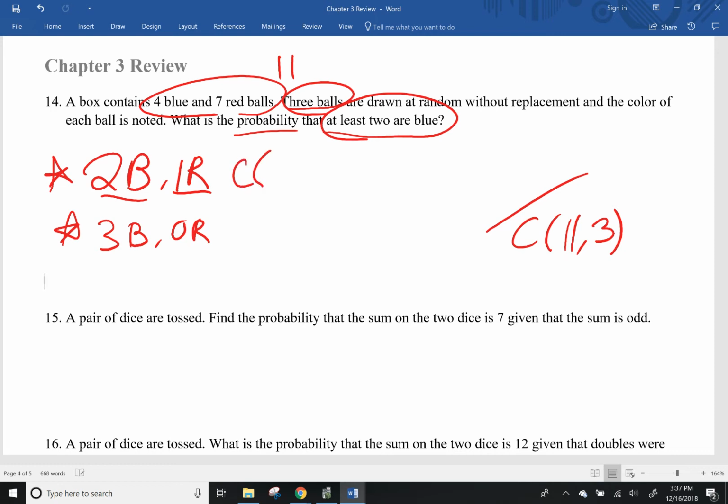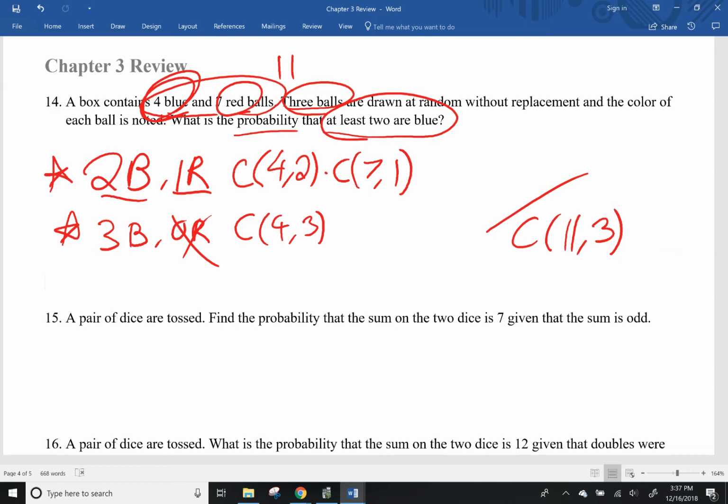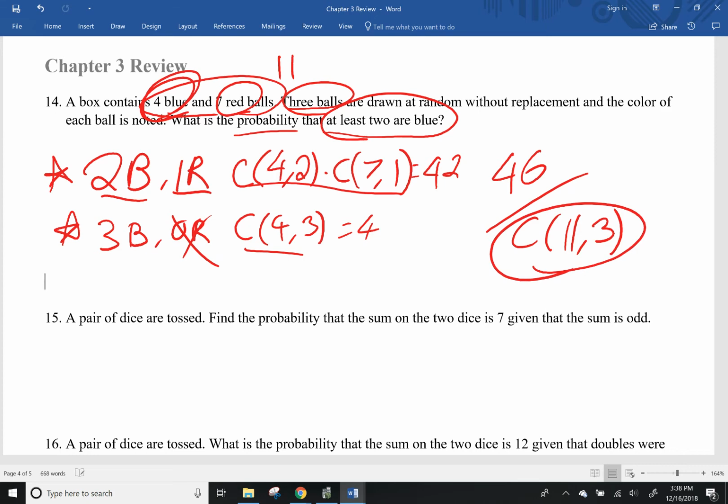So for the combination of 2 blue and 1 red, there are 4 blue to choose from. We're picking 2. And multiply that with the combination of 7 red to choose from, picking 1. So that number plus whatever number I get from the second one, the combination of 3 blue. There are 4 blue in total, and I'm picking 3 of them. And I'm not choosing any red, so I don't have to worry about that. So take these values and add them up, and you'll have your numerator, which I think ends up being 42 for this one and 4 for this one, which makes the numerator 46. And I don't remember what the denominator was, but you have a calculator, you can figure that out.